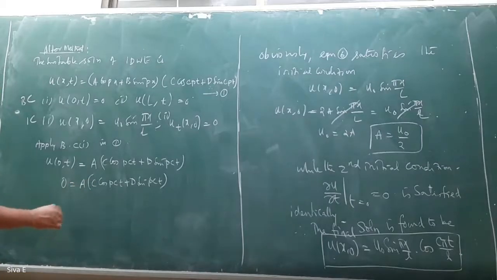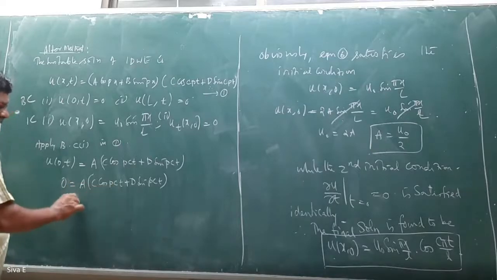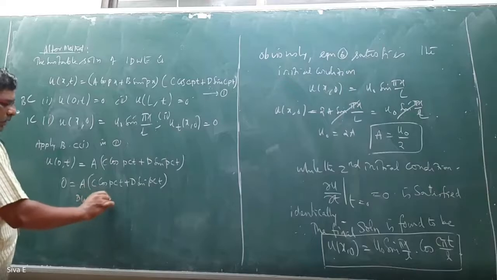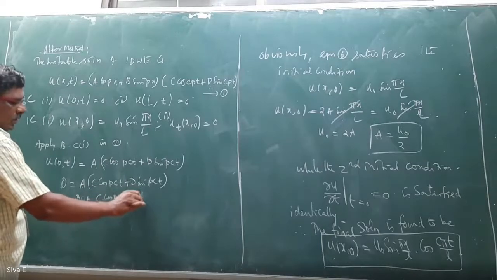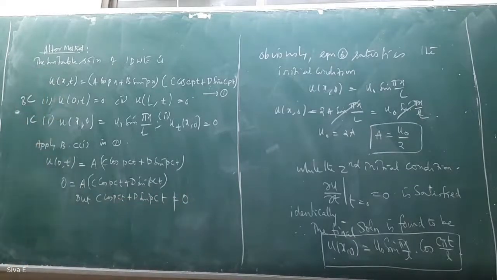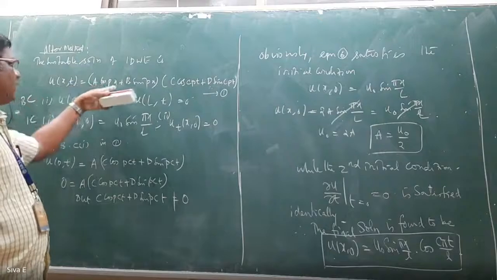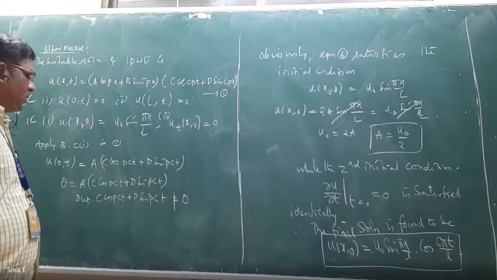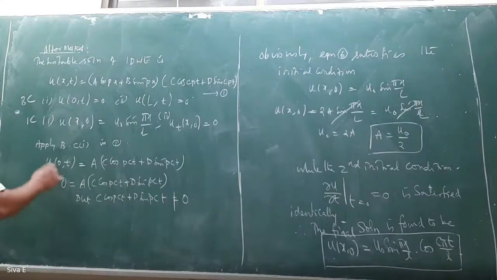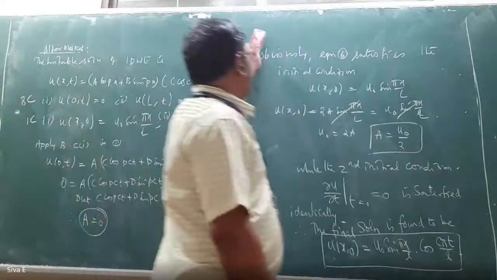So here we are not able to take this as 0. But here, C cos pct plus D sin pct is not equal to 0. If the whole part is 0, then what happens? u(x, t) will be 0, but u(x, t) being 0 is not possible. Therefore, we can take A equal to 0.